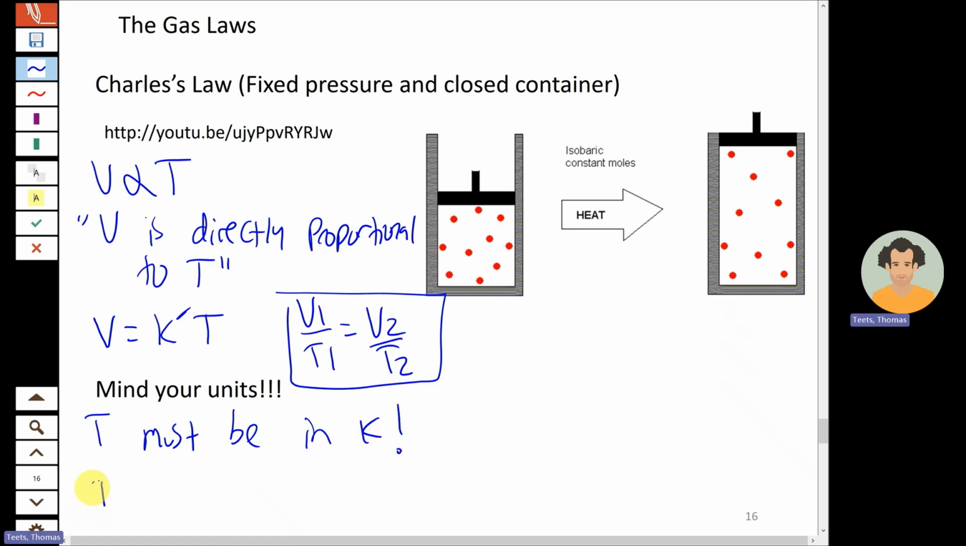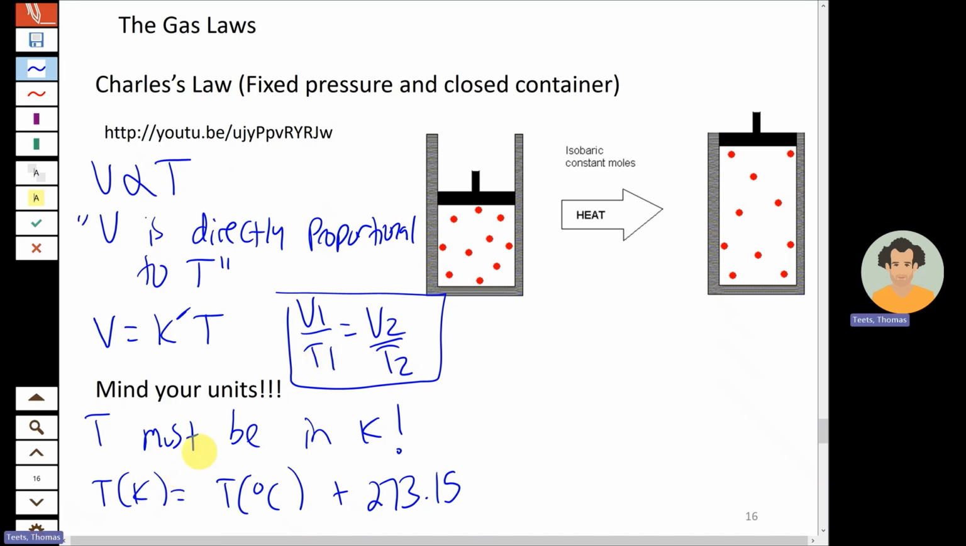So we haven't used Kelvin a lot yet, but the temperature in Kelvin is going to be the temperature in degrees Celsius plus 273.15. Okay. So in this part of the course, whenever we're using temperature in an equation where it's just T, not delta T in this case, we have to use the temperature in Kelvin.